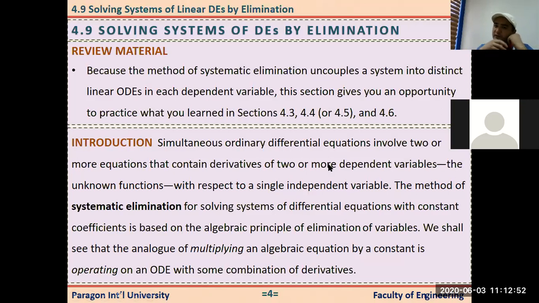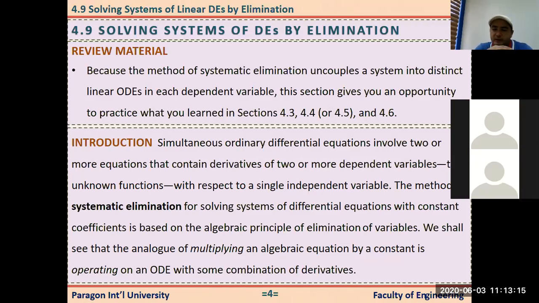Solving systems of differential equations by elimination. Because the method of systematic elimination uncouples a system into distinct linear ODEs in each dependent variable, this section gives you an opportunity to practice what you learn in sections 4.3, 4.4, 4.5, and 4.6.